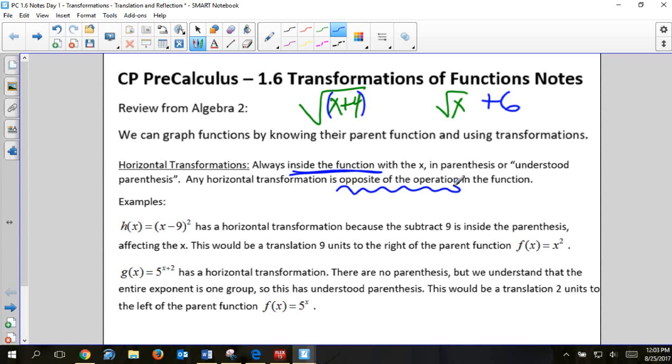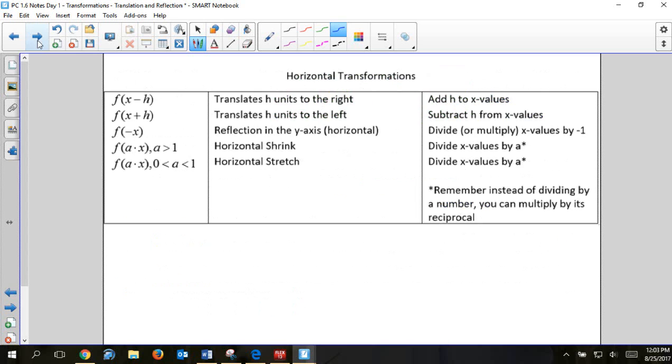So if I see a plus 4 happening to the x here, what would I actually do to the x? Instead of plus 4, what would I do? I would subtract 4. It's always the opposite operation. But for vertical, it's the same operation. So where I see a plus 6 here, what would I do to the y values? Plus 6. So horizontal is in parentheses and opposite operation. Vertical is outside parentheses and same operation. And then there's a bunch of examples there.